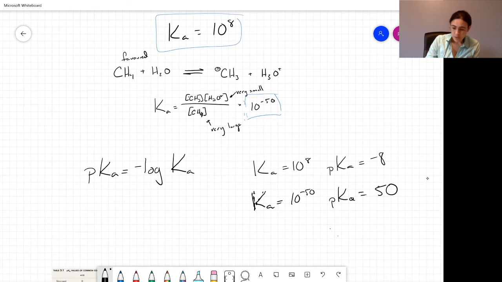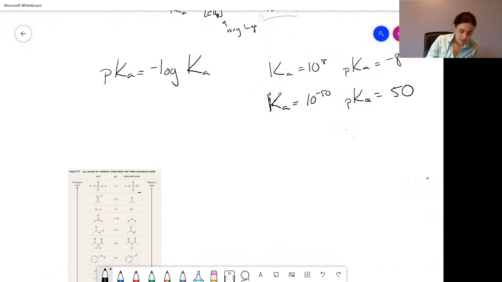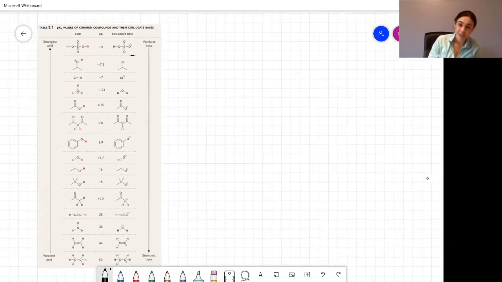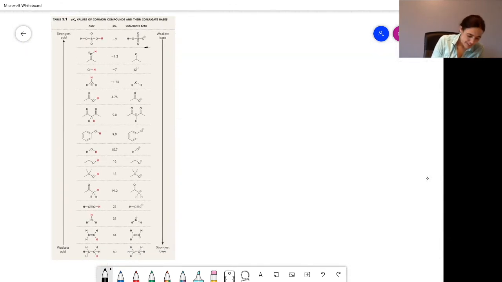So all of this has been tabulated into a table. Sorry, guys, redundant there. But you can see in table 3.1 all of the pKa's that have been assigned to different functional groups. And we'll be talking a lot more about functional groups in the coming weeks and their characteristics. But let's just take a look at this data.